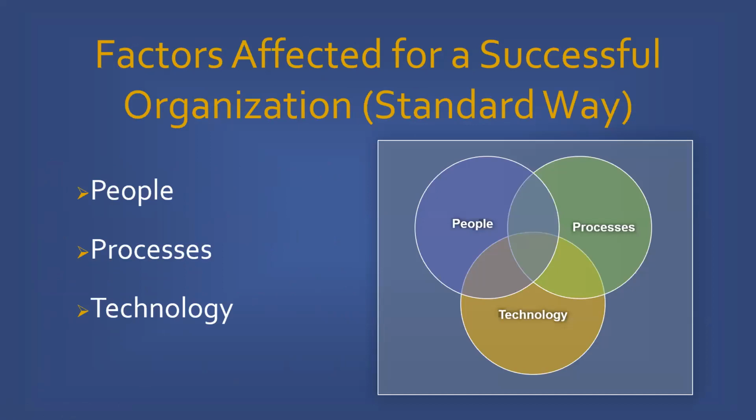So now I am going to the practical way. From all these things, we need a successful organization. The standard way to have a successful organization is these three pillars: people, processes, and technology. The proper people should be there, proper processes should be there, and the proper technology should be there. But I have my new way for this one.